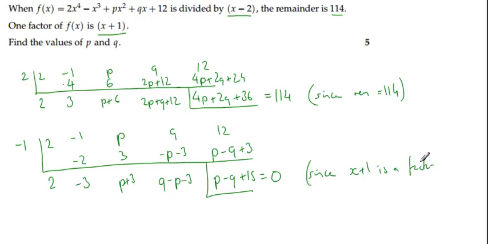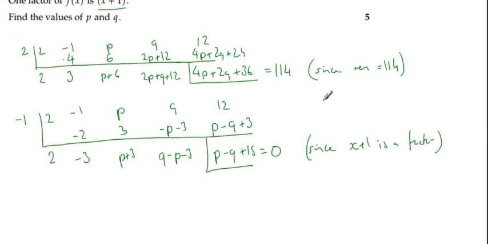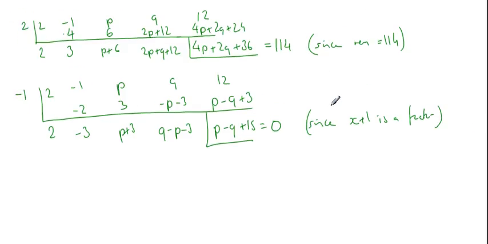Okay, now what we have here is two equations that we're going to solve simultaneously. So firstly, just getting all the numbers together here, that's going to be 4p plus 2q is equal to 78. And then this one here, just rearranged so it matches up with this other equation, is p minus q is equal to -15.